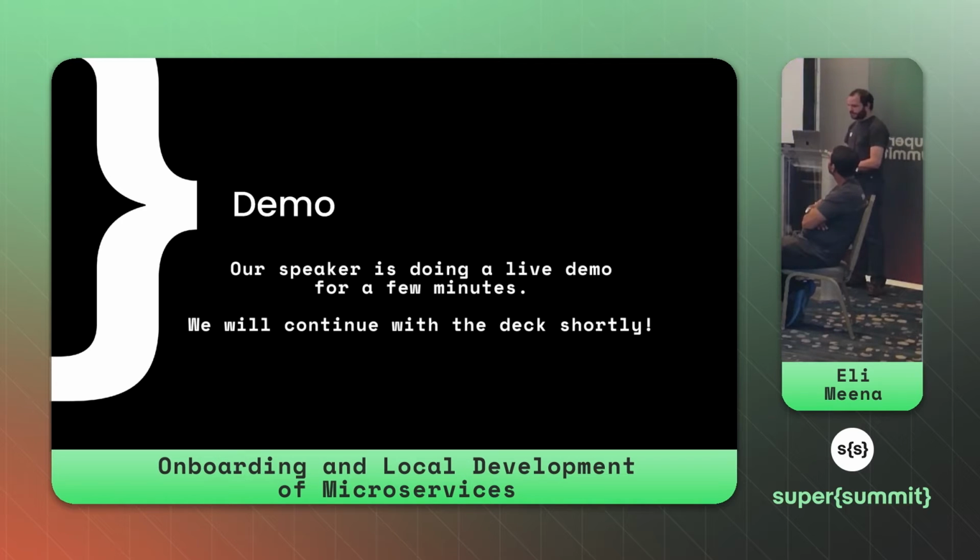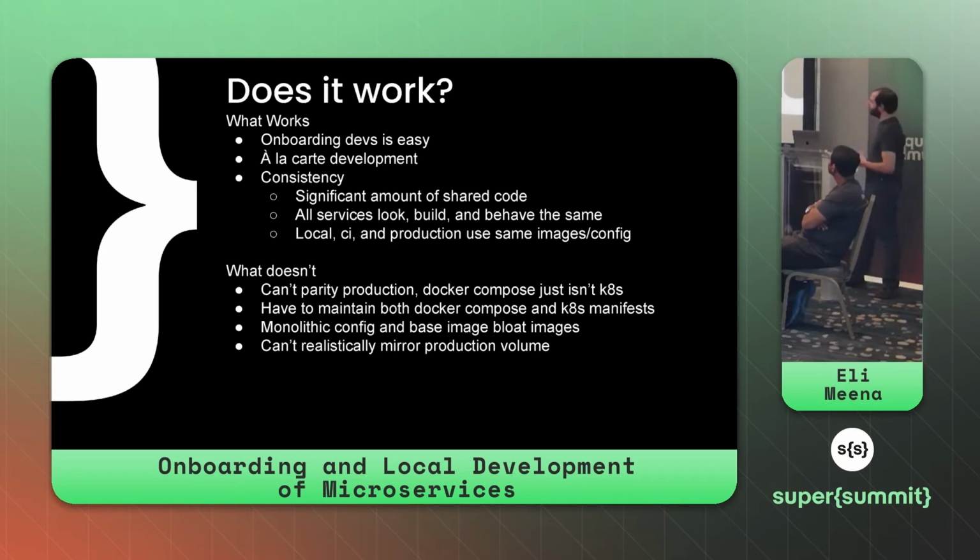And we can also see that, hey, we've got the UI up as well. 7,000 conversations. Again, it's pretty small, but this is all real data, anonymized. So a final little bit: does it really work for us? What works is that onboarding devs is very easy. As I said, it's pretty much pull the repos, get Docker Desktop, build the images, push them up. It's that simple for us.